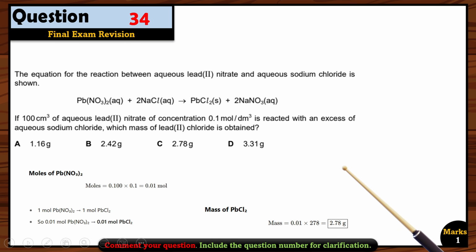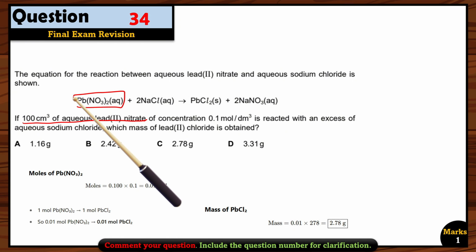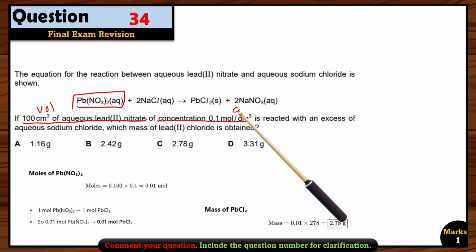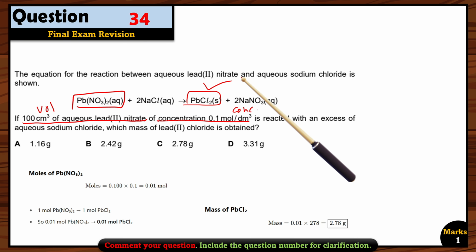First of all, they give you 100 centimeter cube of aqueous lead nitrate, right? This one. And also its concentration. They give you the volume, and also they give you the concentration. Okay, it reacts with an excess of sodium chloride. Which mass of lead chloride is obtained? You have to find the mass of lead chloride.